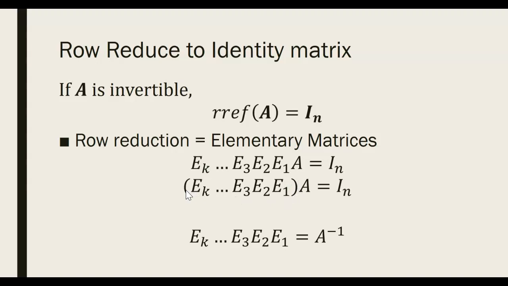Now think about what these elementary matrices have to do. If you take the product of all of these row operations, all of these elementary matrices, that product is multiplying by A and giving us the identity. That means that product here is in fact the inverse of A. So the inverse of A is just going to be the elementary matrices which row reduce A to give us the identity.